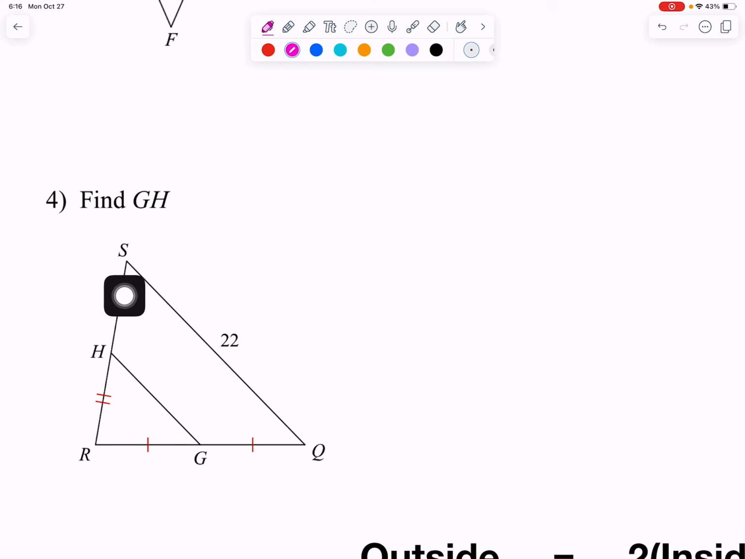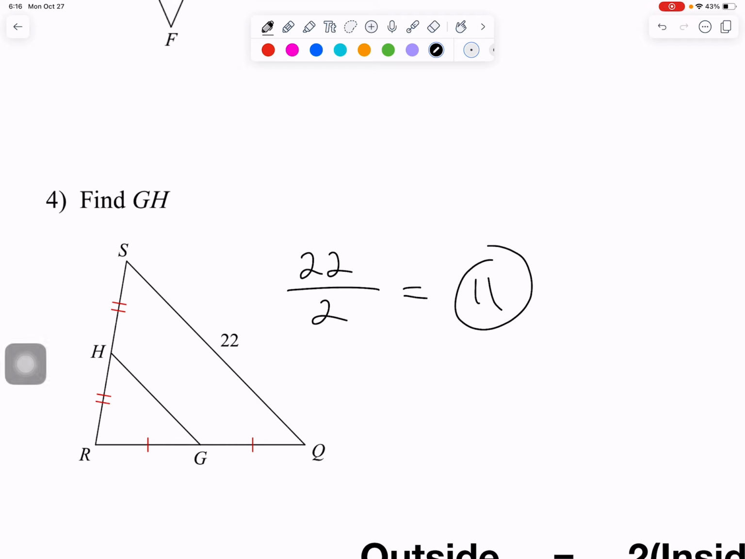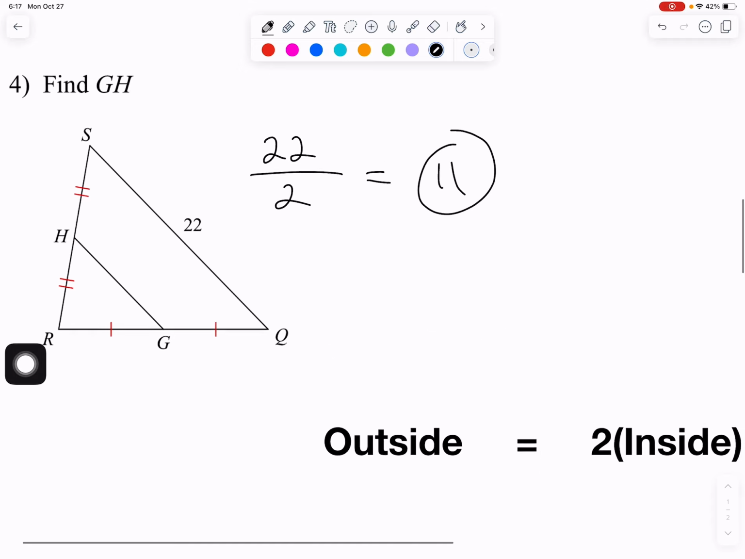Okay, we have the base. We know that the mid-segment is half of the base. What can we do? We will not use our algebra here. We will just do 22 divided by 2, which equals 11. Do I ever even expect you to write this out? No. I know you can do 22 divided by 2 equals 11. Just give me 11 or bubble it in when you see a standardized quiz.